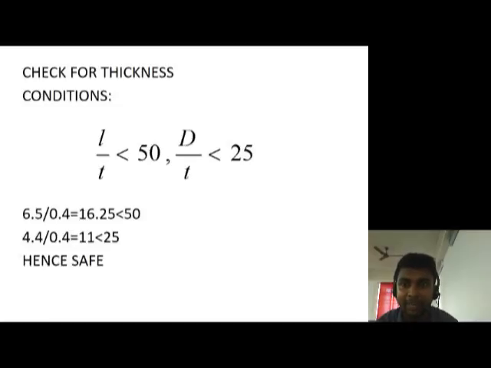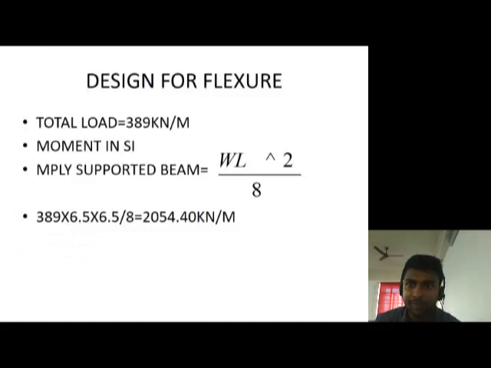Next we will be finding D by T. The depth D is equal to 4.4 and the thickness we have assumed is 0.4. We will be getting around 11, which is less than 25. Then it is safe. Then again we will be going for design for flexure.